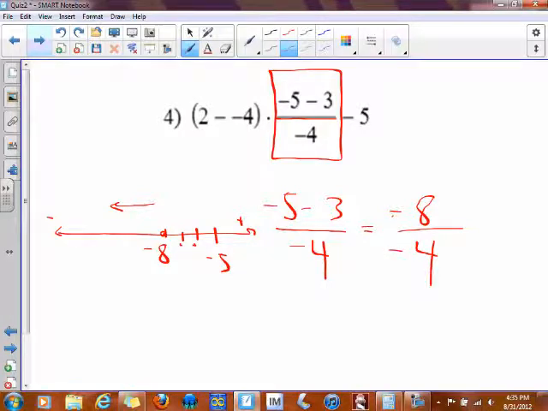Well, a negative divided by a negative is a positive. And what's 8 divided by 4? 2. Okay, so this right here is 2. This is just the number 2.